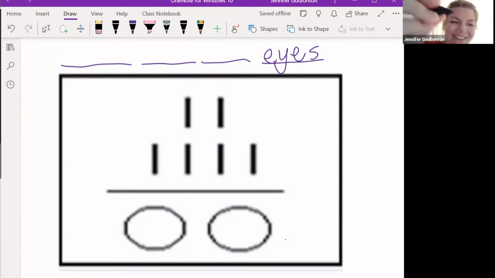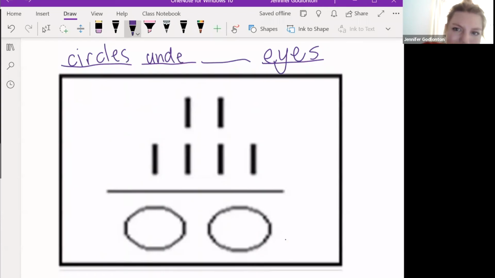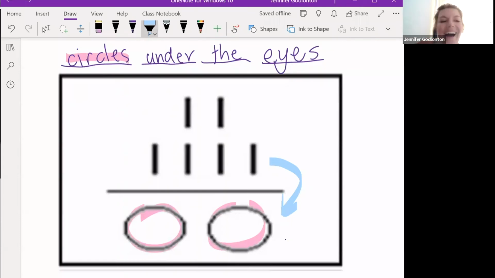There we go. Okay. Circles under the eyes. Do we get it? There are circles, and the circles are under the eyes. Those are our eyes. The circles are under the eyes. You have circles under the eyes.